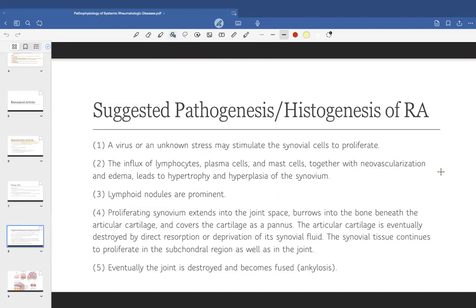The lymphocytes, plasma cells, mast cells, all of that inflammatory milieu is going to start to increase the vascularization as well as edema into the synovium. Okay? It leads to hypertrophy and hyperplasia. So as you start to see in the next picture here, you get proliferation of your synovial cells.